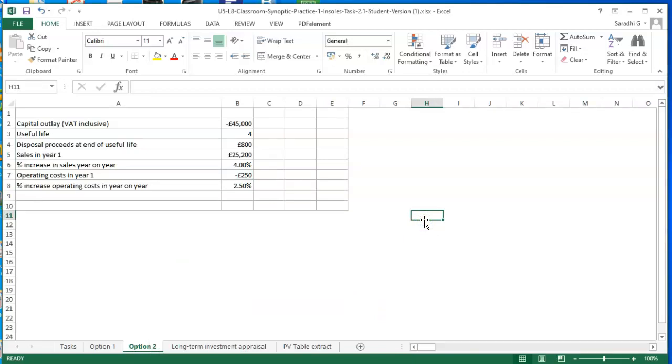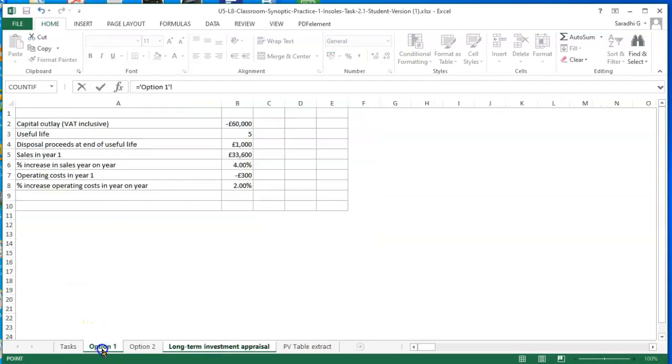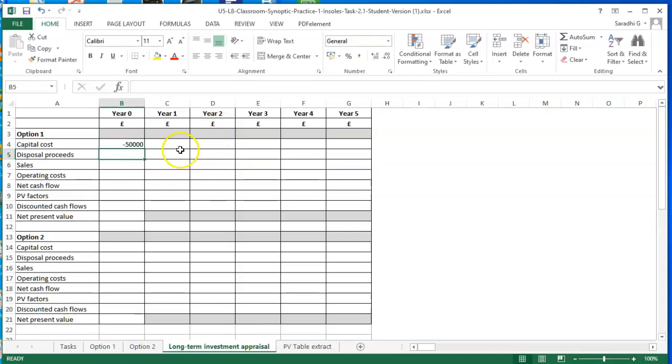Now we need to do the long-term investment appraisal for this. Irrespective of what they have given you in the question, once you know how to do your NPV and IRR, just follow with that. You don't have to read each and every individual task in order to do that. First we need the capital cost. We are doing option 1 first. Capital cost for option 1 is 60,000, but that is including VAT. So take the cost and remove the VAT by dividing by 6. That will give you 50,000.